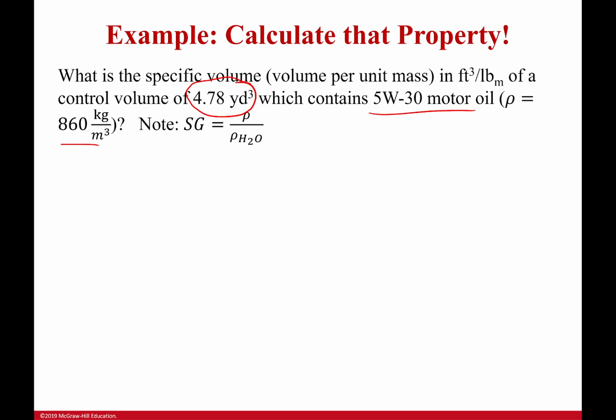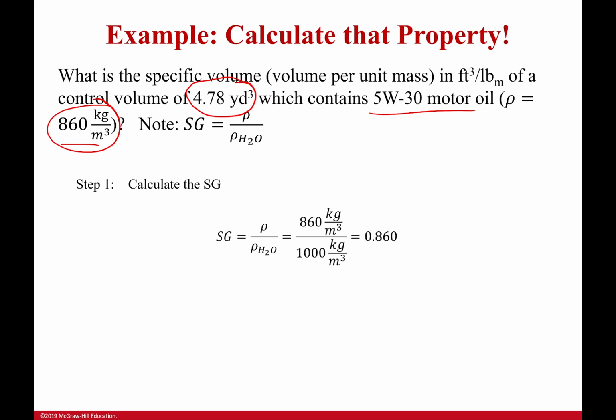Well, not the way we did it last time, because that took a lot. We're going to do it using specific gravity, and what I talked to you about how density and specific volume are connected. So first off, I'm going to calculate specific gravity. It tells me the density of this motor oil is in kilogram per meter cubed. So I'm going to use the density of water in kilogram per meter cubed, which is 1,000. That gives me a specific gravity of 0.86.